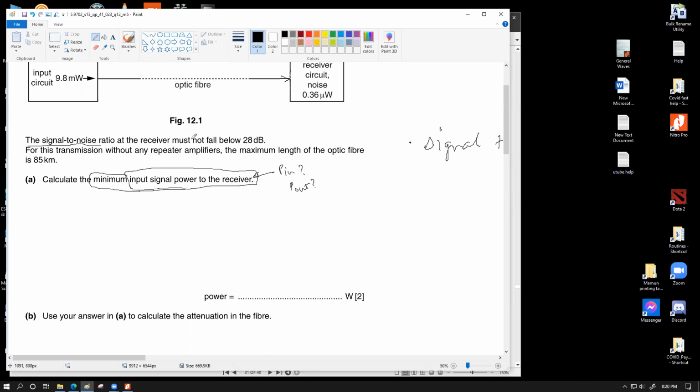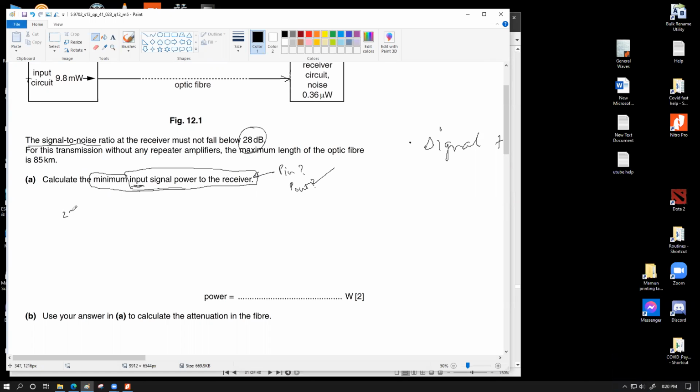The reason I'm taking my time and giving you some time to think about it is because of the wording, because they have used the term input over here, but this is not referring to this input circuit. No, it doesn't. Input signal power to the receiver basically means what is the output signal power of the communication channel. So this basically means the output. So using this ratio over here, we can go ahead and calculate the output power.